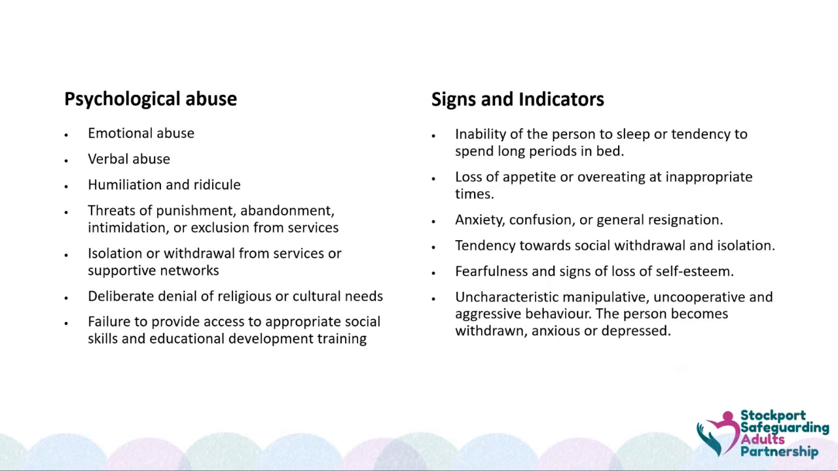So very lethargic, have no energy, loss of appetite or overeating in inappropriate times. It may be that that person is anxious, that they're very confused. It may be that they're very withdrawn and isolated. And it may be that they do show signs of low self-esteem. It could be that the person does become withdrawn, does become anxious, does become depressed. And it may be that whilst if psychological abuse is present, that a person is uncooperative and shows that aggressive behaviour.